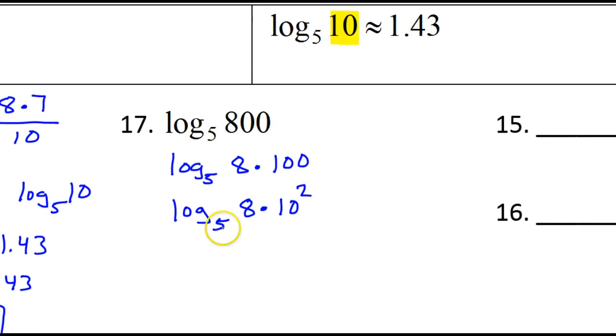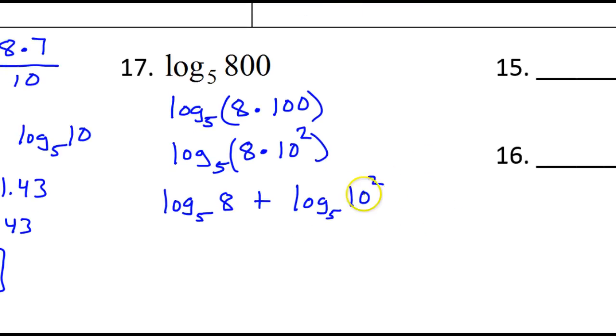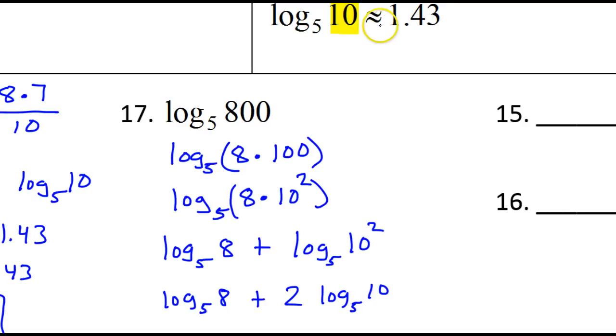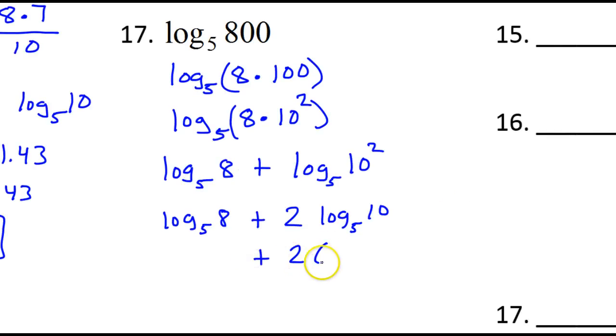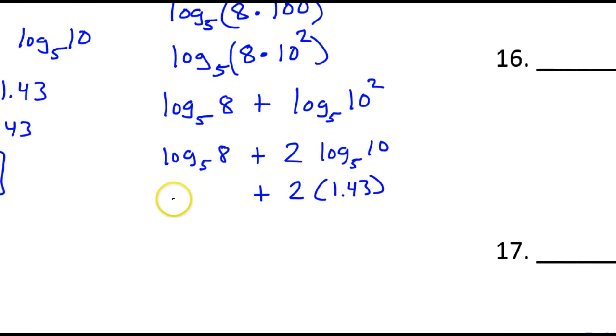Okay, so now we can use our product property. Multiplication should expand out as addition. So I could write 2 logs. So I can write log base 5 of 8 plus log base 5 of 10 squared. Of course, we can put the 2 in the front using the power rule. So this is log base 5 of 8 plus 2 times the log base 5 of 10. Now, log base 5 of 10 is 1.43. So this is 2 times 1.43. And log base 5 of 8 was 1.29. So 1.29.